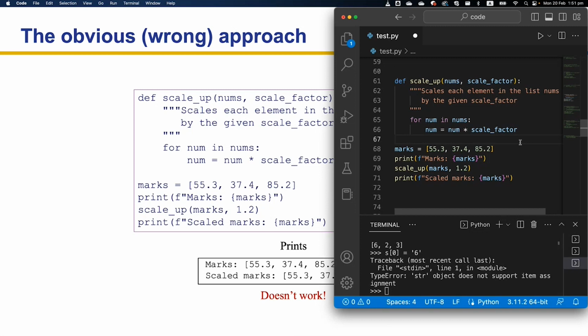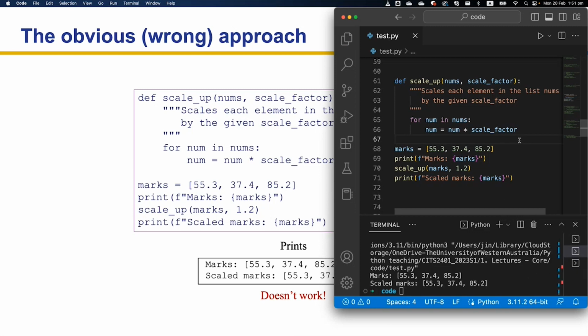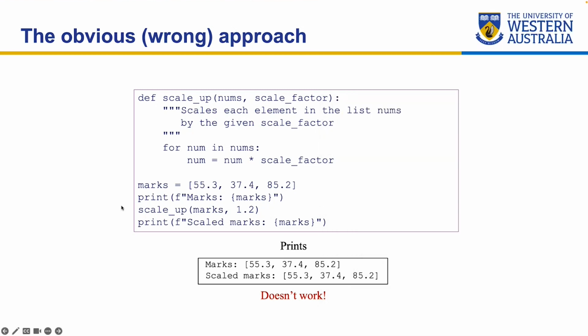Okay, so let's run this. Save and run. Here, mark is 55.3 and so on, but the scaled mark is also the same, even though we wanted to scale up by a factor of 1.2, right? It didn't work. So what's going on?